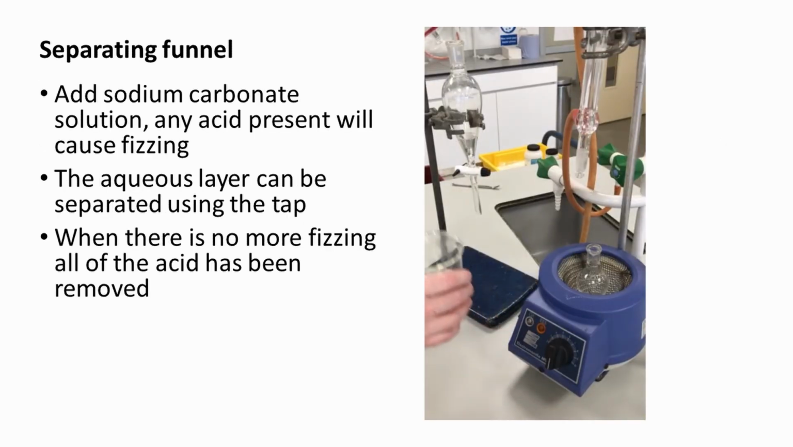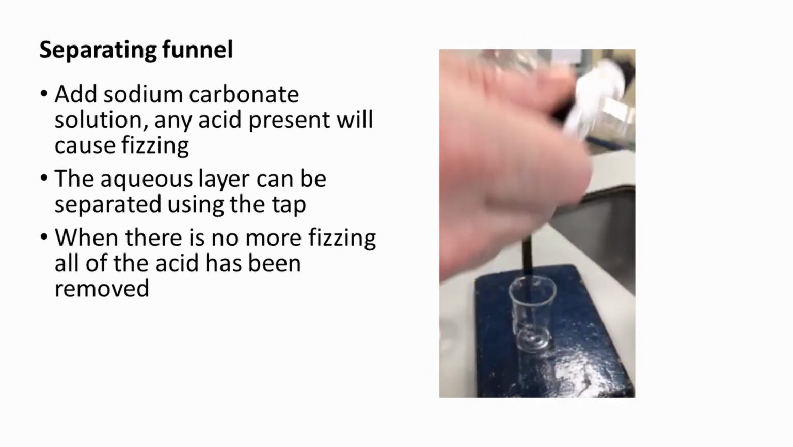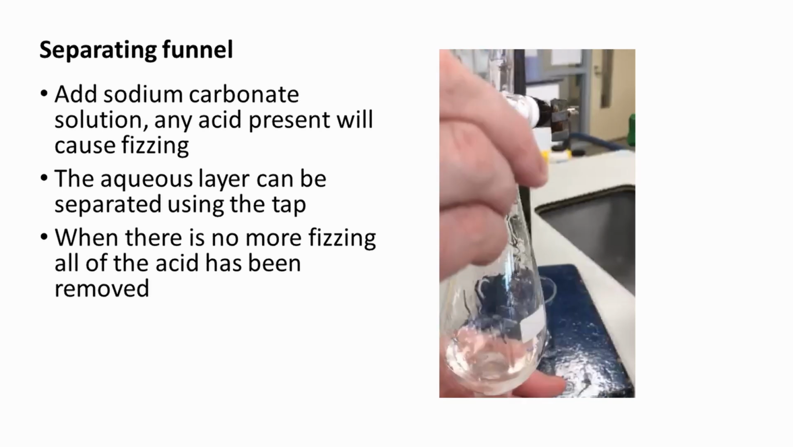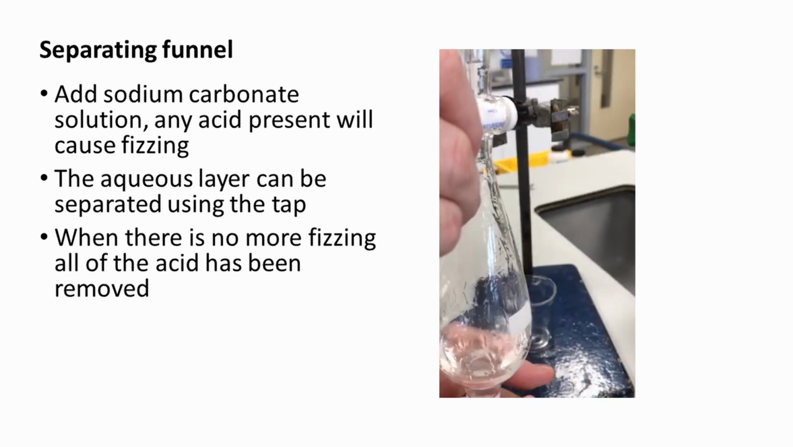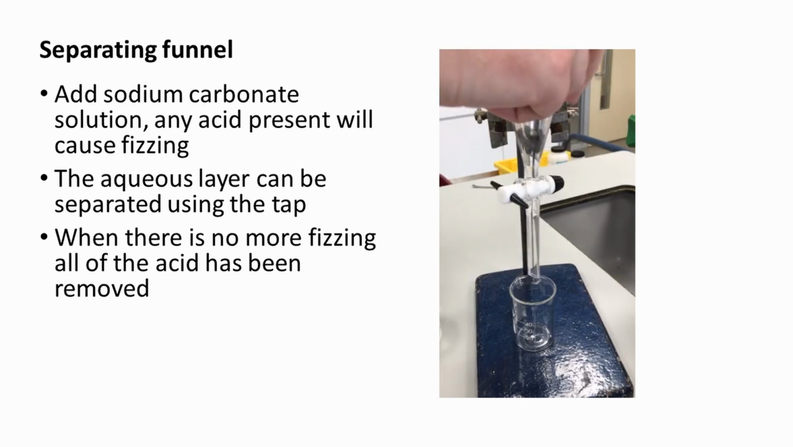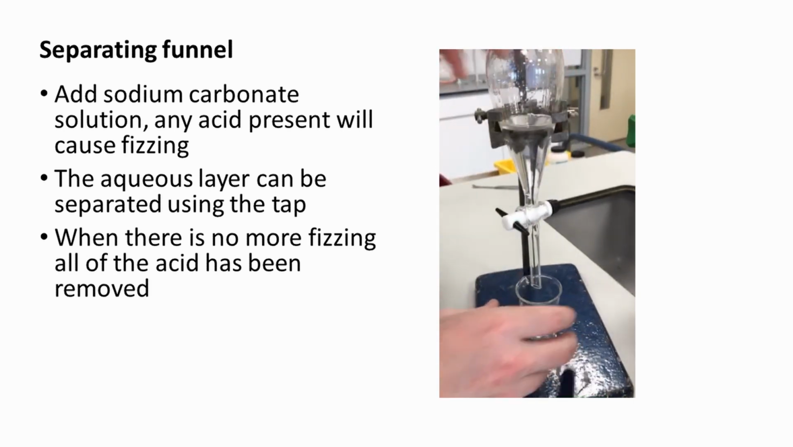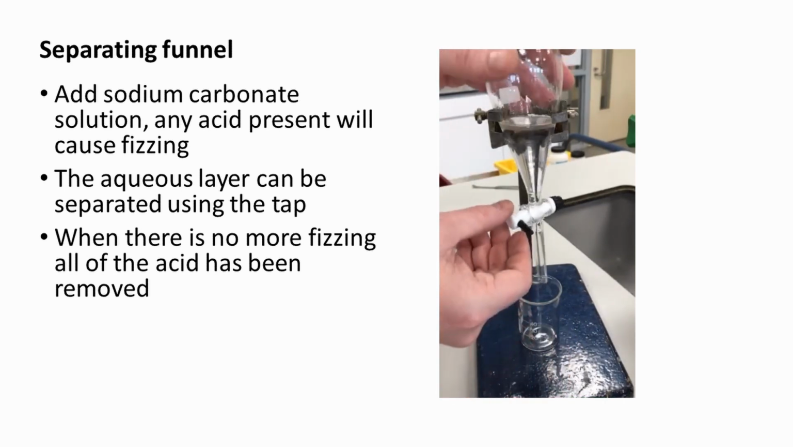Adding sodium carbonate solution to the separating funnel will cause fizzing if there is any acid present. To ensure that all of the carbonate reacts, a stopper is inserted into the separating funnel. The separating funnel is then inverted several times. Hold the separating funnel upside down and open the tap when it is pointing away from yourself. This allows gases to escape before the pressure builds up too much.